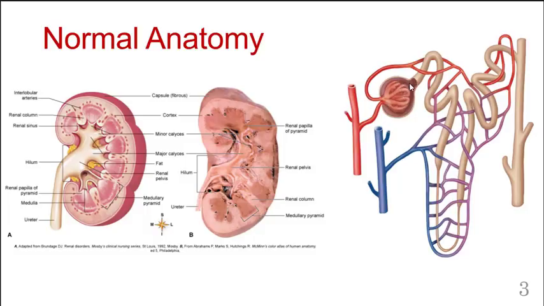The substance that's within Bowman's capsule is called filtrate. It will begin its process of movement through the tubular system. We have the proximal convoluted tubule, the loop of Henle, so we have the descending loop and the ascending loop, and then the distal convoluted tubule, and the collecting duct. It's the collecting duct that will eventually, if we move back over here, empty into the renal pelvis and then out through the ureter.